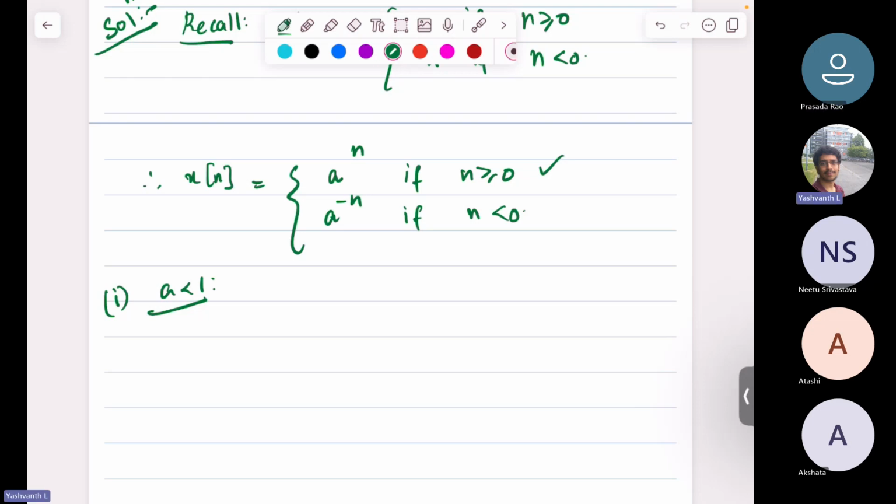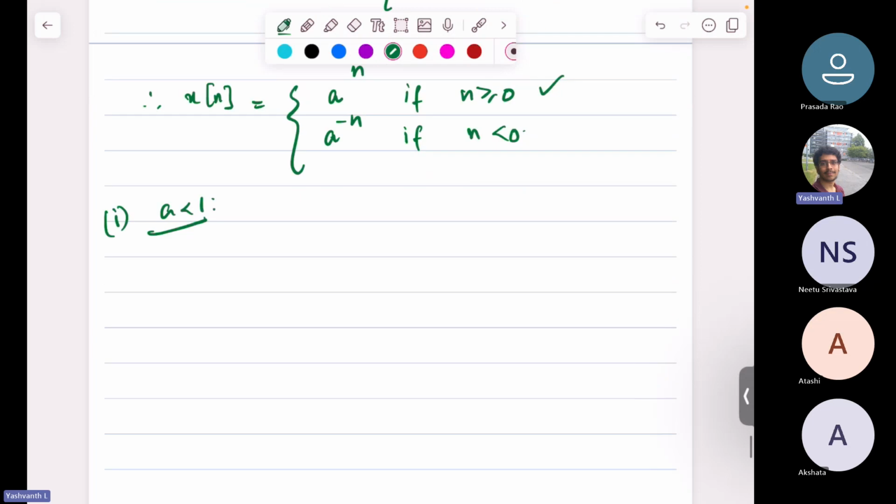Decreases, sir. Value decreases. Correct, exactly. So basically, you can show that your plot will be something like this. And at n equal to 0, what is the value? 1, sir. Correct, 1.